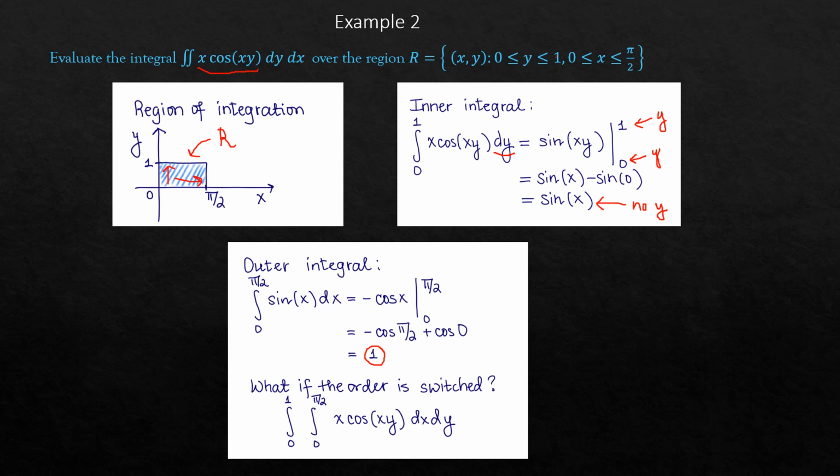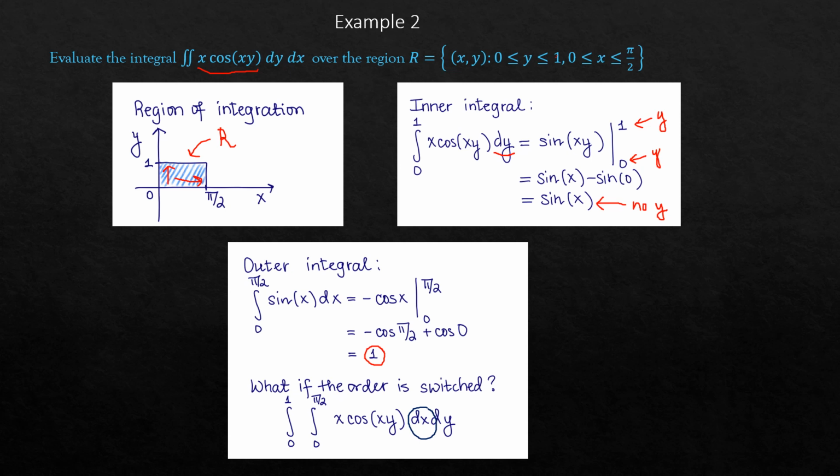Now what would we have to do if the order was switched? So I'm raising this question right here. If the inner integral is from 0 to pi over 2, and we're integrating with respect to x first, what will we do here? It wouldn't have been as simple or as straightforward. What you would have to do is apply integration by parts. That would be the rule that you would have to apply for the inner integral.